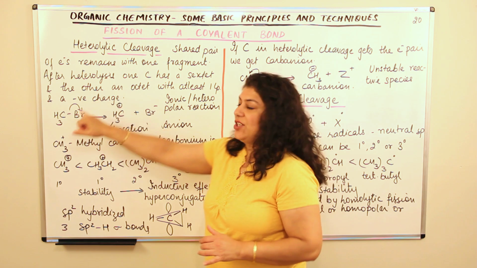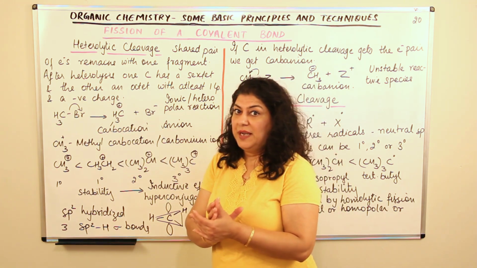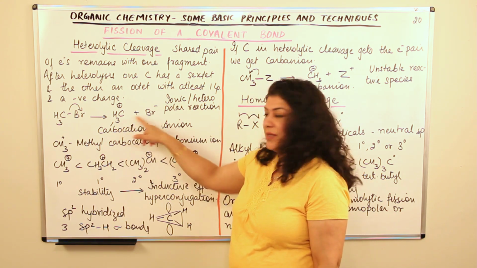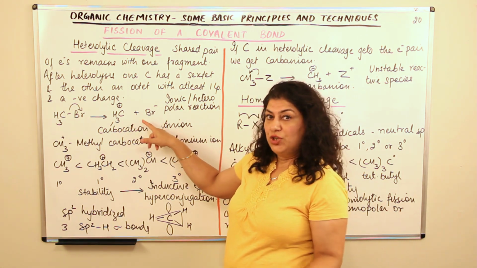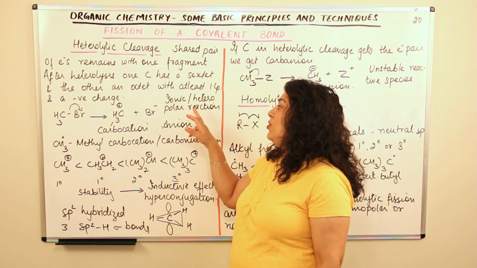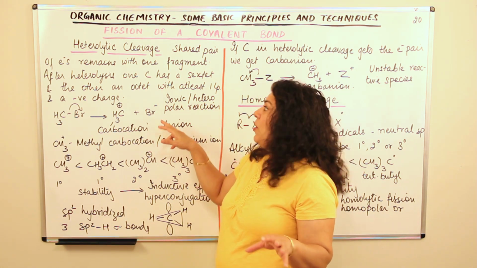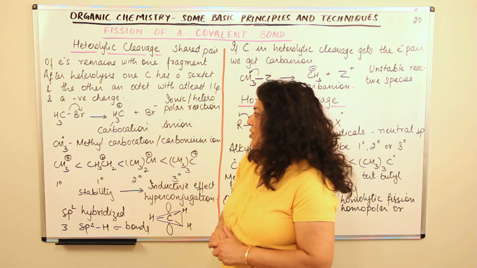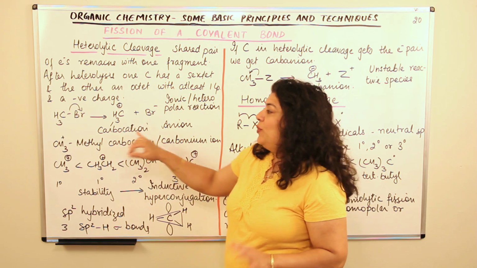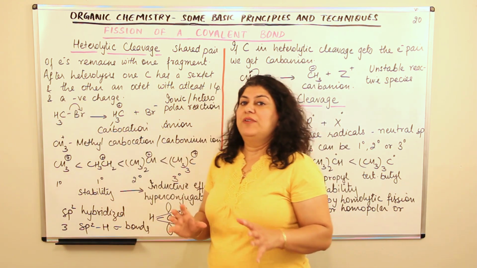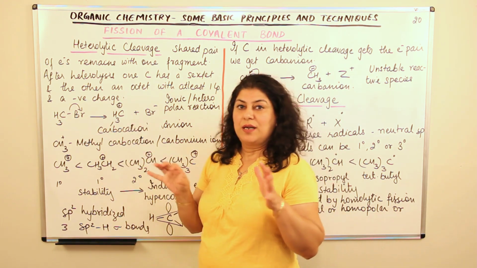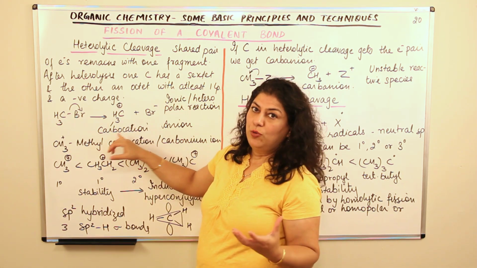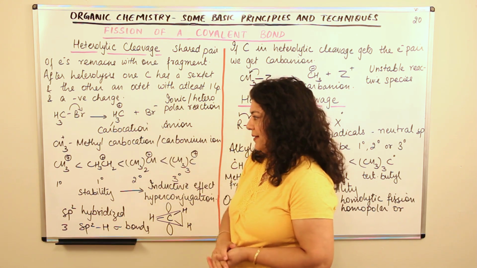So such reactions where the bond is breaking in a heterolytic manner are known as ionic reactions, because it is resulting in the formation of ions, or hetero reactions or heterolytic reactions, or they are known as polar reactions. So we understood that as a result of heterolytic cleavage, a cation is formed which is known as the carbocation, because it has carbon which has the positive charge, therefore they are known as carbocations, and an anion is formed.